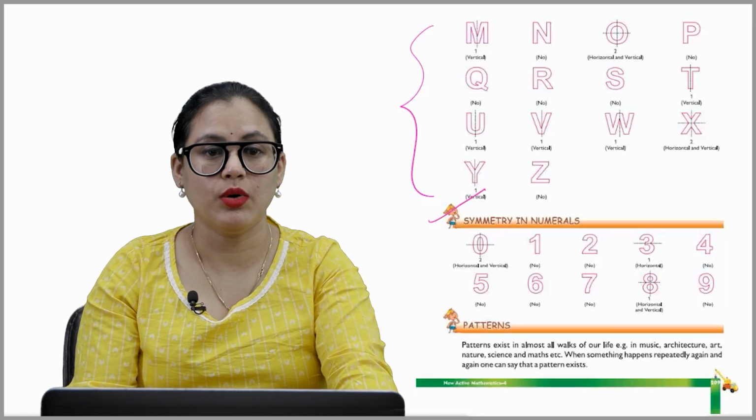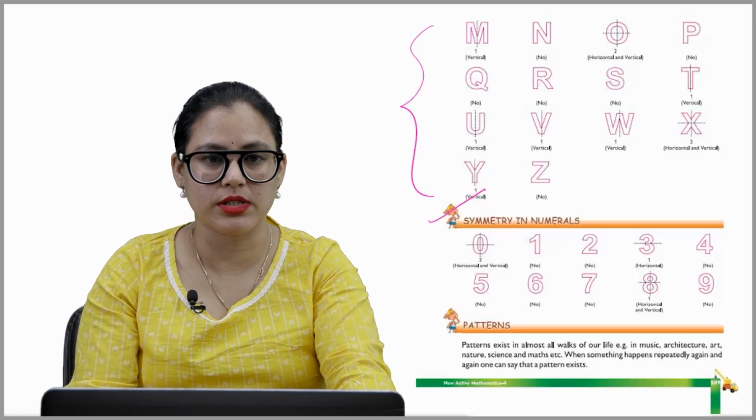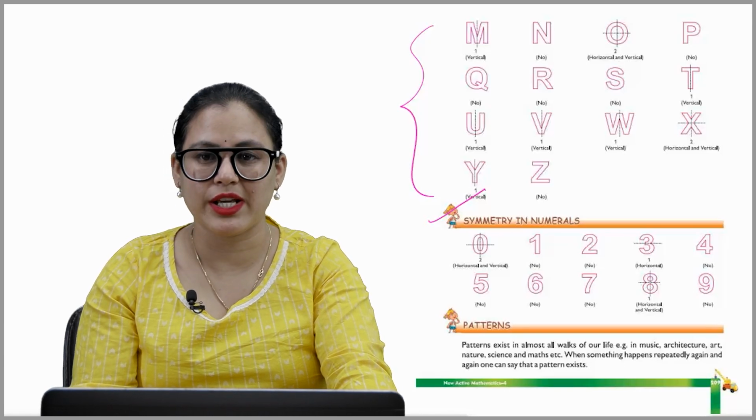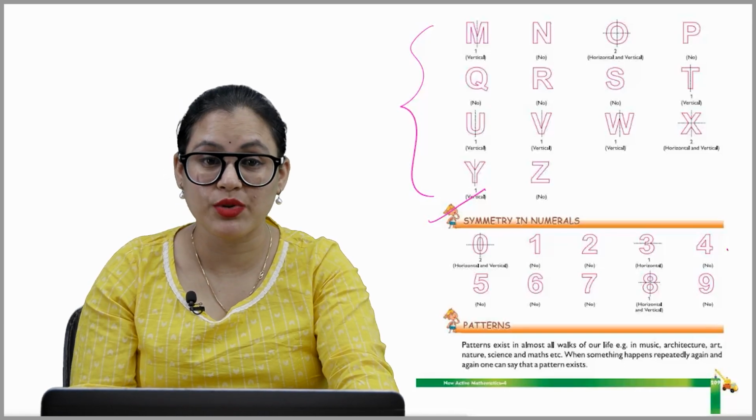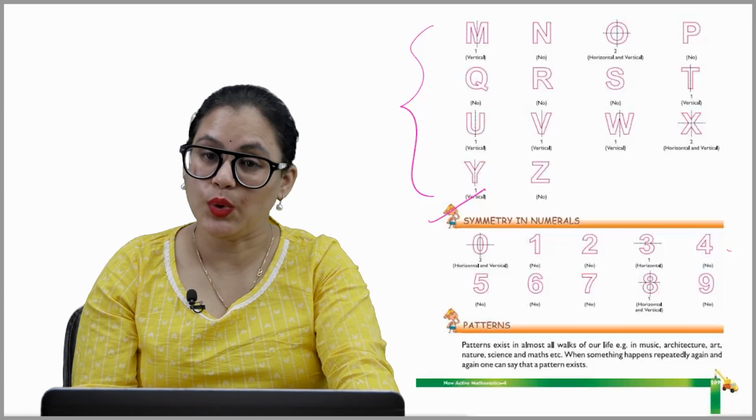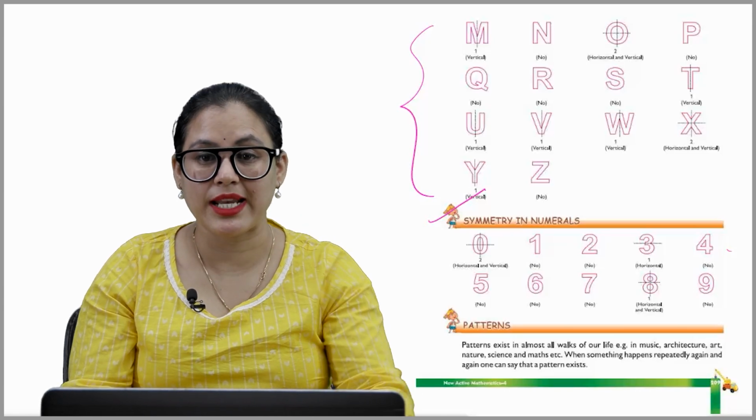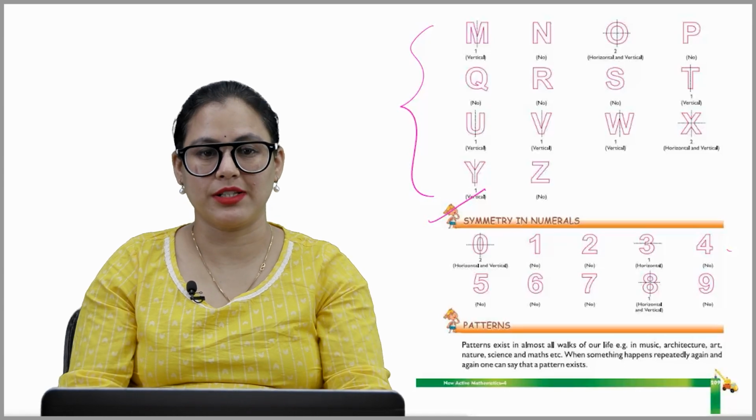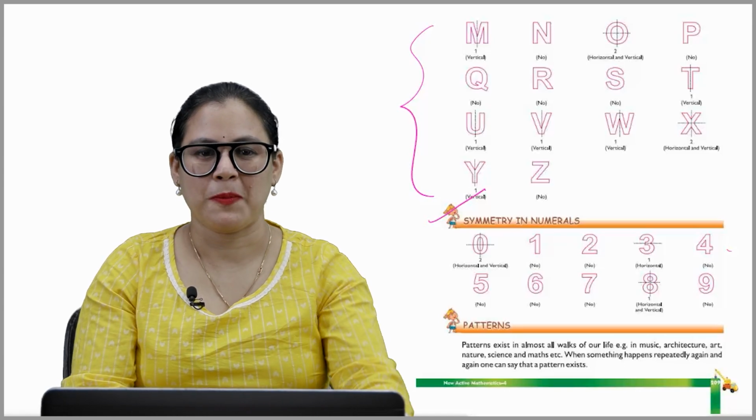0 has horizontal and vertical lines of symmetry. Then no line of symmetry, no line of symmetry, there is a horizontal line of symmetry. Again, no line of symmetry, no line of symmetry, no line of symmetry, no line of symmetry, and in 8 there are 2 lines of symmetry, horizontal as well as vertical, and in 9 there is no line of symmetry.